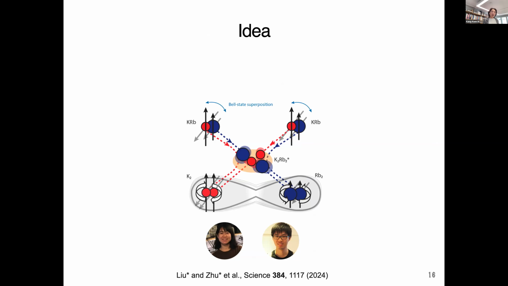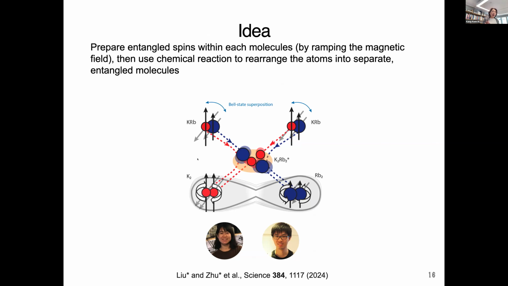Okay, so this gets me to the main result, which is, again, the picture I showed you before. If we prepare entangled spins with each molecule, red entangled with blue, in our case we just ran the magnetic field from some initial preparation field down to something on the order of 5 gauss or so. Then we use chemical reaction to rearrange the atoms into separate molecules, and ask whether that coherence or entanglement will be preserved. The specific question we ask is really just the phase coherence part.